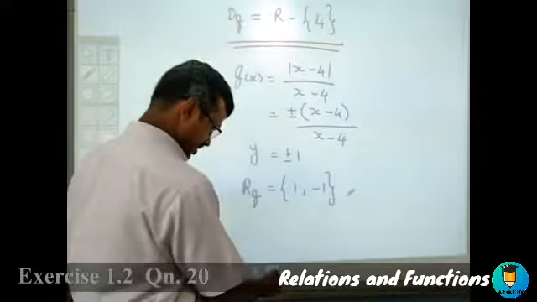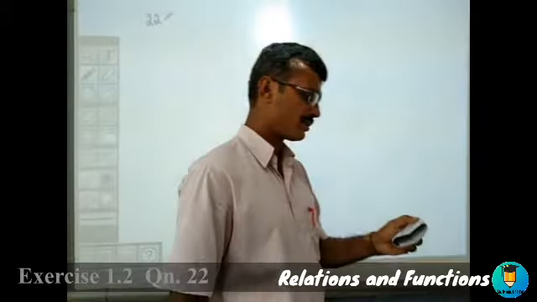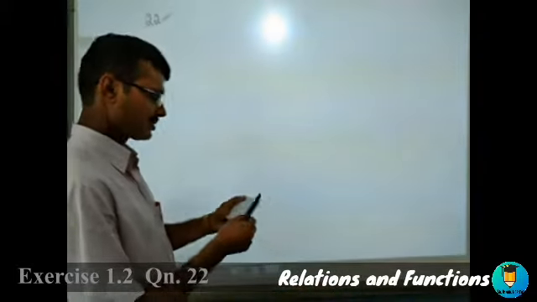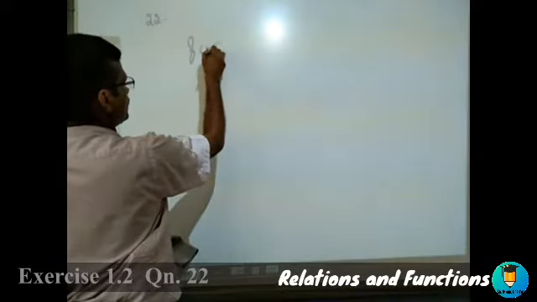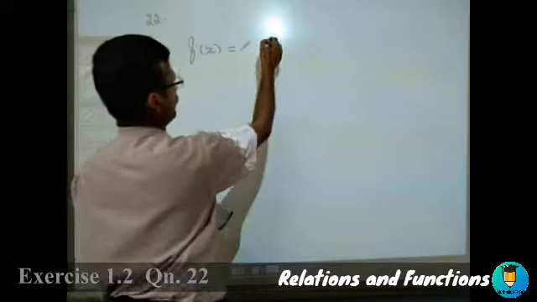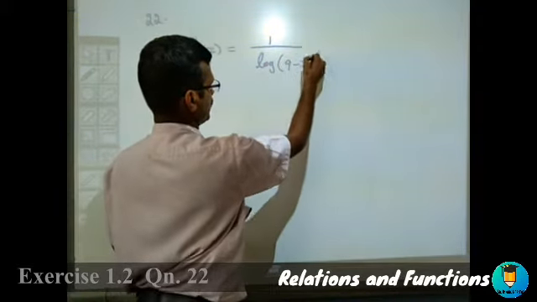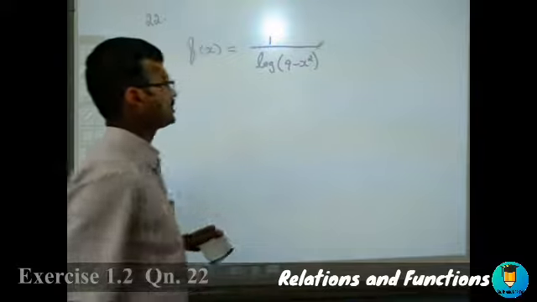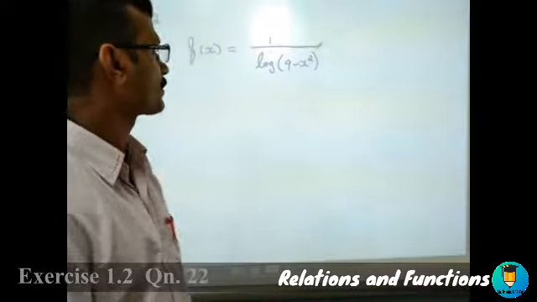Now another question, number 22. This question is based on logarithm. Here we have to find only the domain of the function, that is f(x) is equal to 1 divided by log of (9 minus x square). We have to find the domain, the values of x in which f(x) is defined.